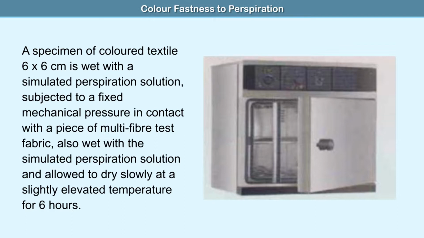Colorfastness to perspiration. A specimen of color textile 6 by 6 cm is wet with a simulated perspiration solution and subjected to a fixed mechanical pressure in contact with a piece of multi-fiber test fabric, also wet with the simulated perspiration solution, and allowed to dry slowly at a slightly elevated temperature for 6 hours. Test specimen is evaluated for color change and staining on the multi-fiber test fabric with the help of the AATCC grayscale.